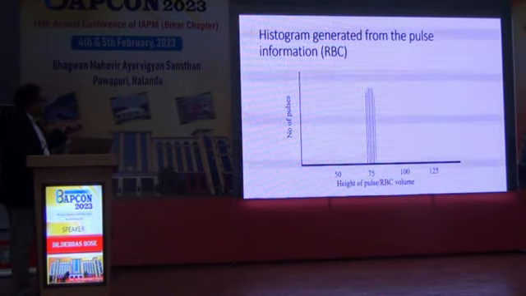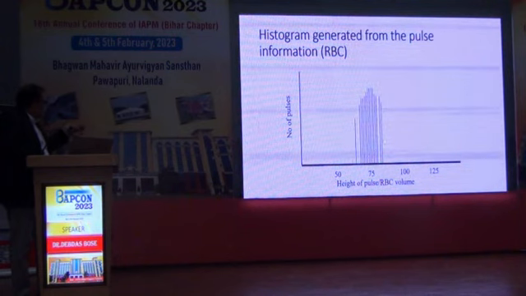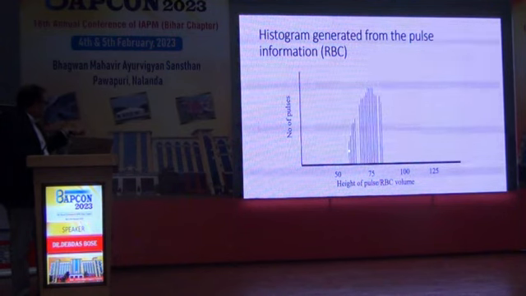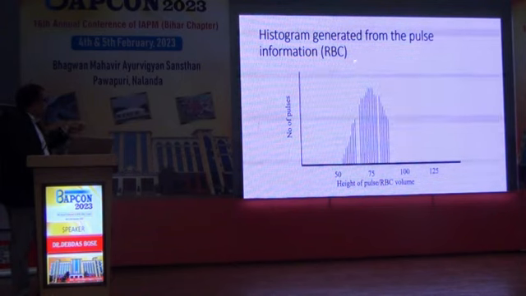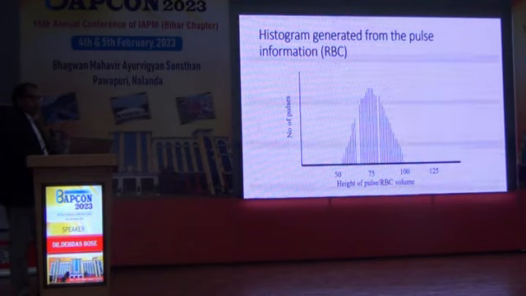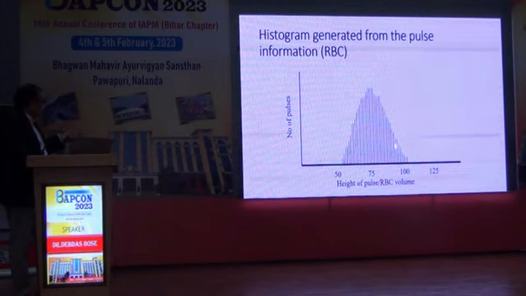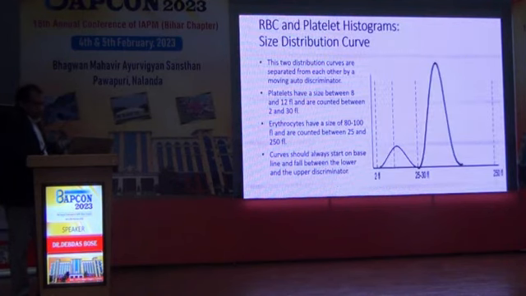See, this pulse is generated after counting all the cells. One line means one cell. So pulses are generated, and histograms are available from these pulses. Each line is one cell. The machine counts a multiple number of cells, so your histogram is generated. This is a typical histogram. There are many histograms.